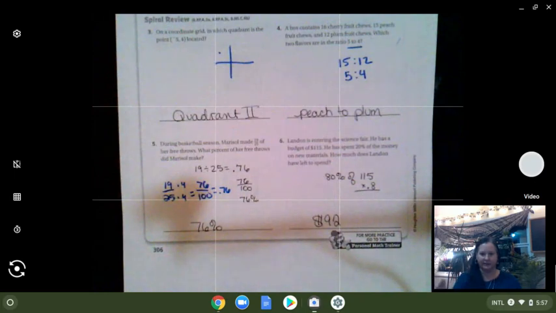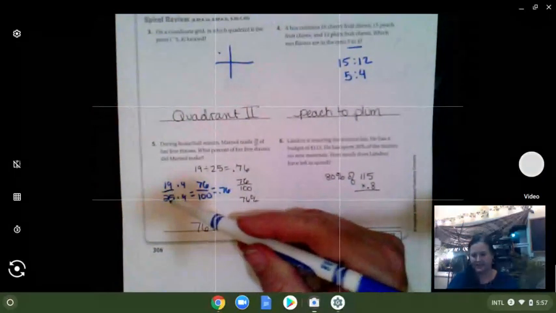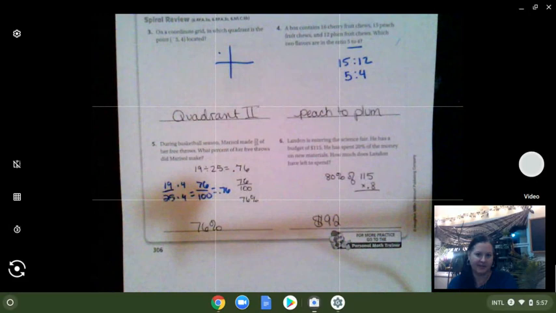So there's a couple different ways to do that. You could also do 19 divided by 25. It would give you 0.76. You could do that part on a calculator if you wanted. All right, this next one, we're finding 80% of 115. So when you multiply by a percent, you move the decimal twice. We'll have 115 times 0.8, and your answer will be $92.